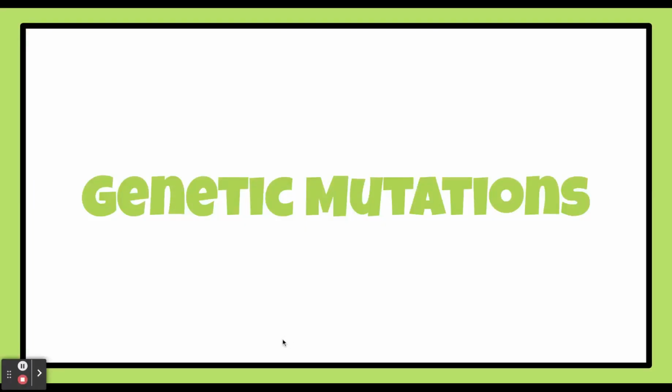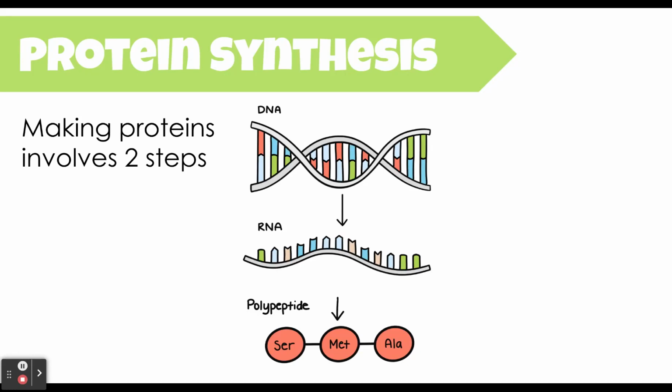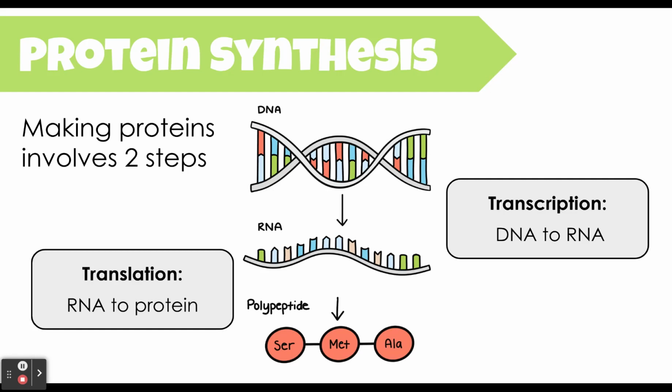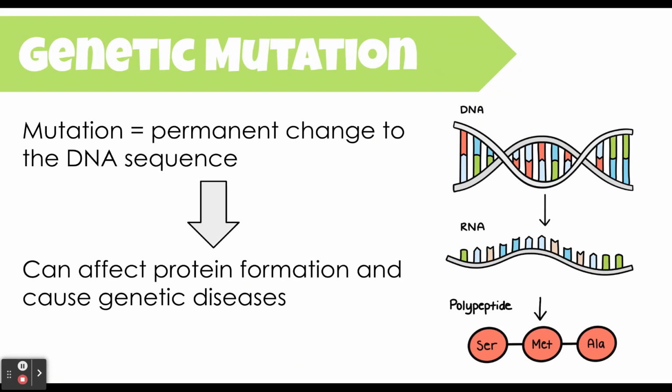Hey everyone, in this video lecture, we will be talking about genetic mutations. Throughout this unit, we've been talking about protein synthesis, or the steps involved in making proteins. We know it's a two-step process involving transcription, where DNA is copied into RNA, and then translation, where RNA is copied into proteins. In this lesson, we're going to look at what happens if there's a mutation within the DNA. A mutation is a permanent change to your DNA sequence.